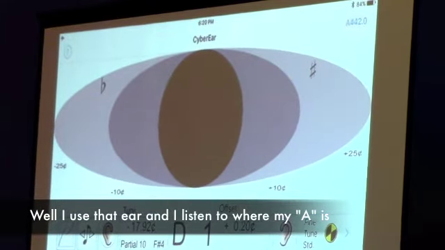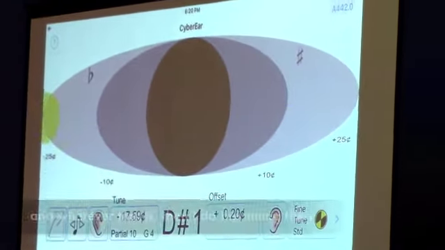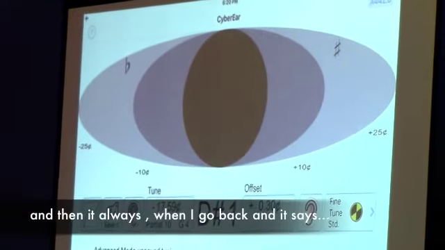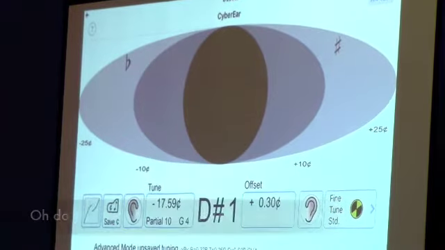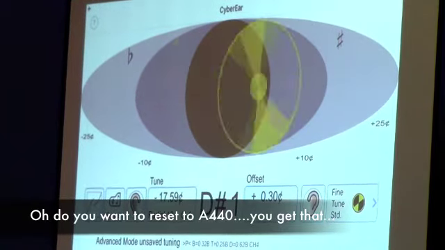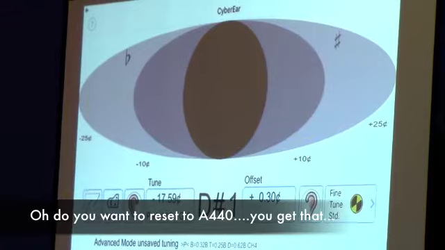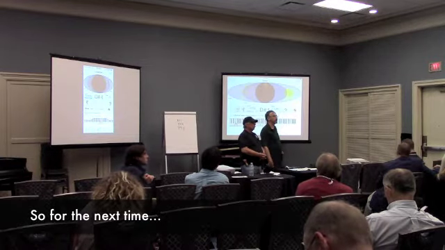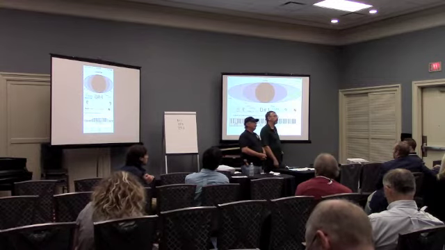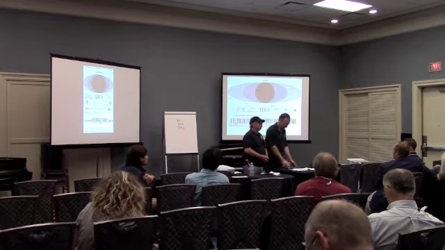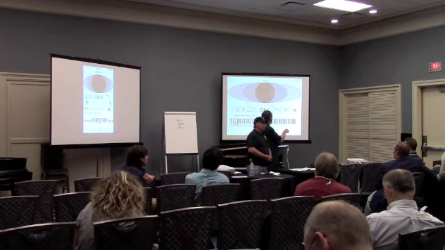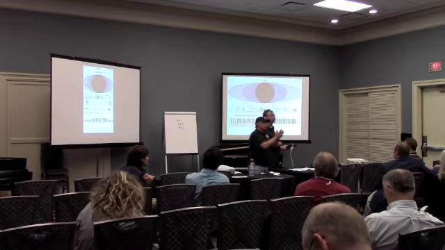And I listen to where my A is, and wherever that is, then I do the tuning there. And when I go back, it says, do you want to reset to A440? It reminds you, yes, so that it's set for my next job. It warns you, and you're using it exactly the right way. It's meant to use the right listener ear and have that number then display in the offset box by how much it's offset itself, and that you're using it the absolute optimal way.